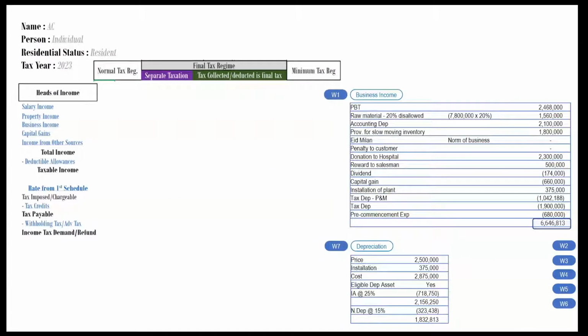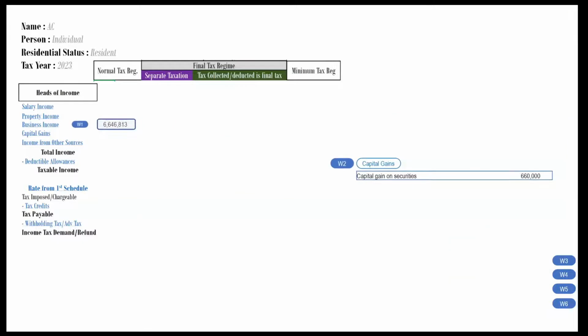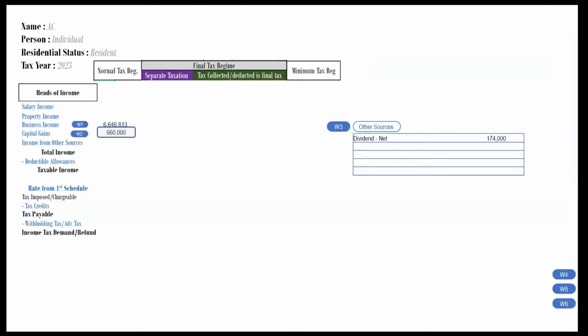Working 1 and 7 is about business income. It is complete. Mention its total in main answer format. Also mention working reference for convenience of examiner. Working 2 is about capital gains. Mention rupees 660,000 in main answer format. Also mention working reference for convenience of examiner.